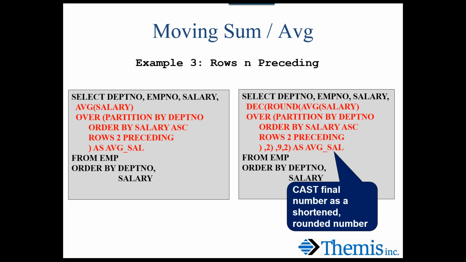All right, so in this example, the third example here, we're still doing partition by department number. We're still doing order by salary ascending. Let's start on the left side here first. Instead of doing rows unbounded preceding here, I'm saying I want rows 2 preceding. What that means is that I'm going to get an average in this case that is only taking into account the current row with the two preceding rows.